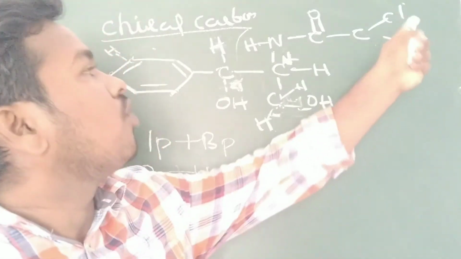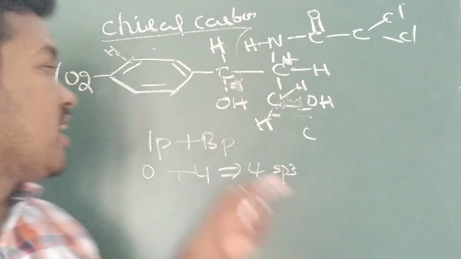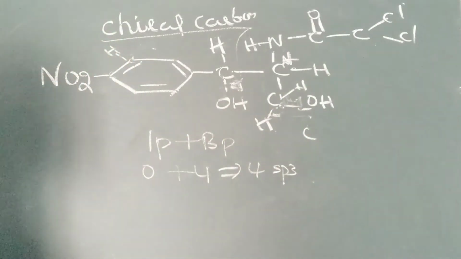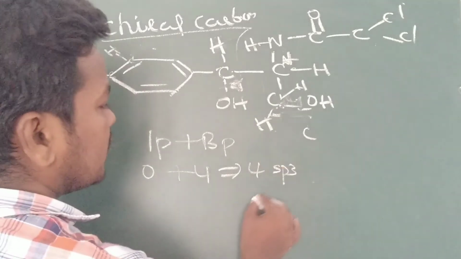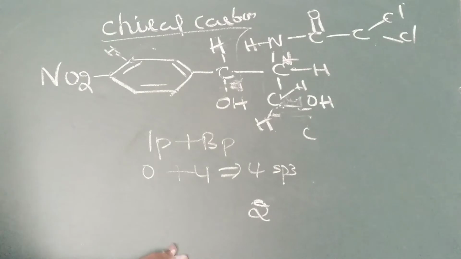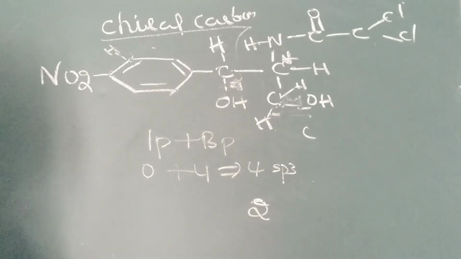Is this chiral? No. Why? Because it has similar atoms. Four different atoms should be attached, and only then should we call it a chiral carbon. So the number of chiral carbons in chloramphenicol is how many? 2. The answer is 2. This is an IIT previous examination question.